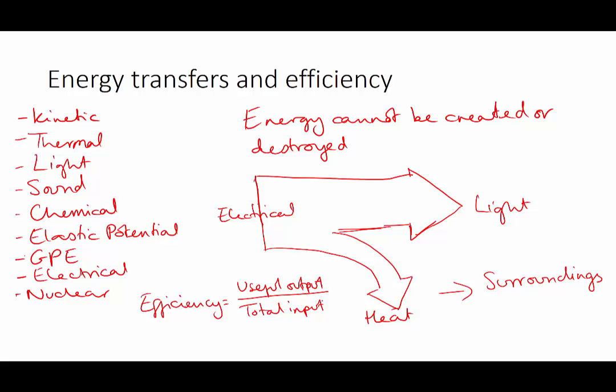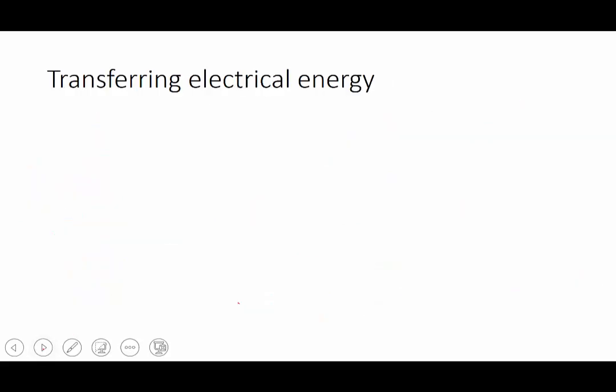So transferring electrical energy, there's a big focus on electrical energy. So there are two things that the amount of energy an appliance uses depends on, which are the power rating of that appliance and the time it's switched on for. The power is either given in watts or kilowatts, and there are 1,000 watts in 1 kilowatt.